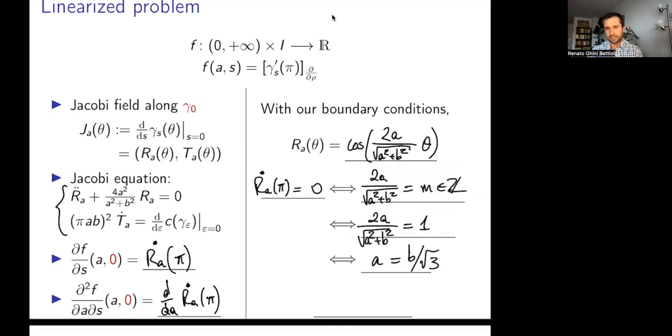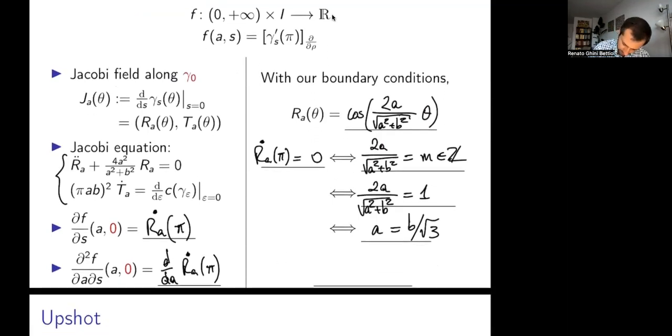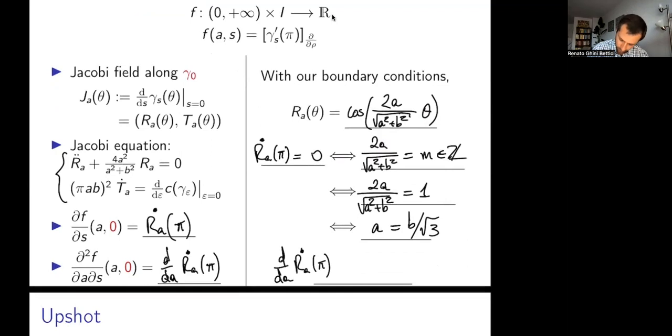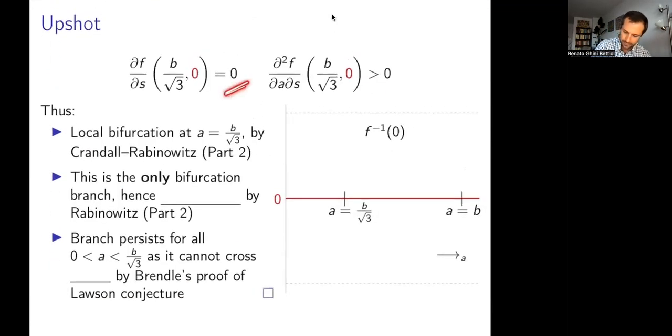So this is the only degeneracy instant along this family. So at that instant, we can compute the derivative, d/da of R_a dot. And you will see that when a is equal to b over square root of 3, this number turns out to be positive. Okay, so the important thing, again, by Crandall-Rabinowitz, is that this number be not 0. So this is 0, this is not 0, so this is a bifurcation instant. We have a local branch going through there.